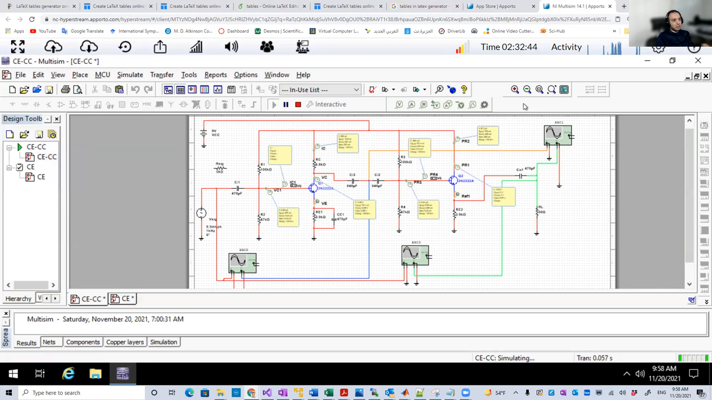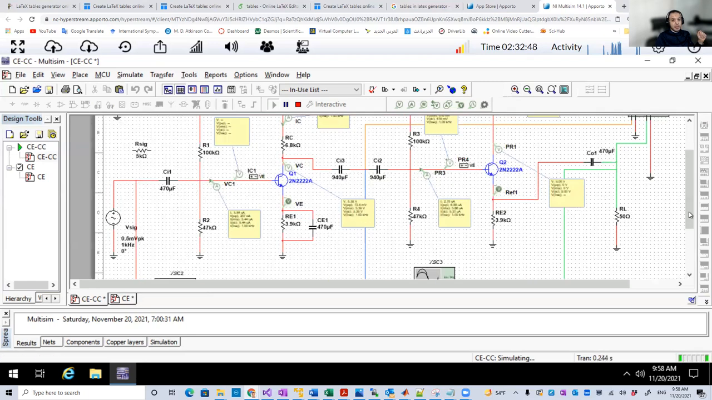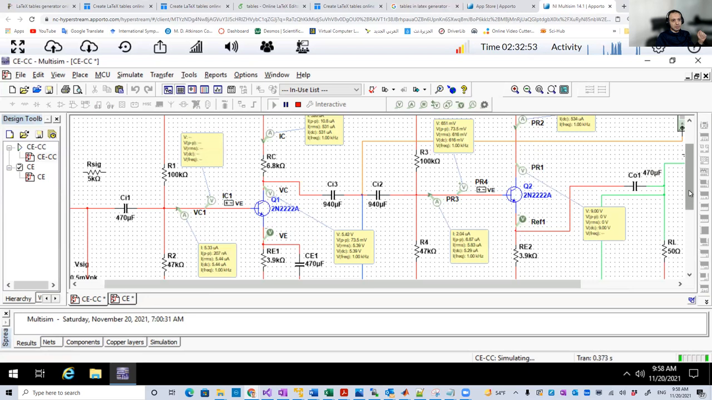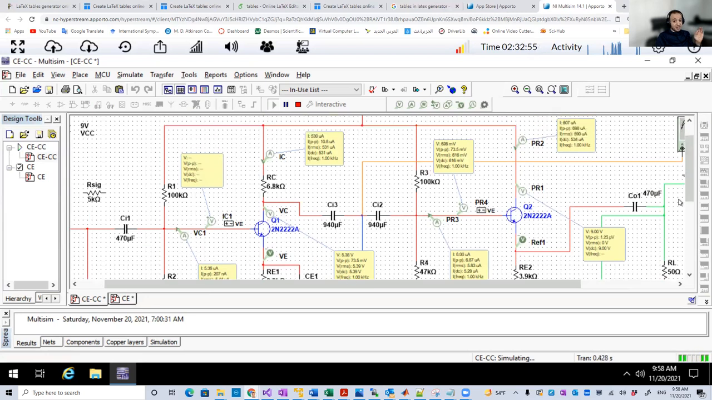It's not clear now because the font is very small, so we're going to zoom. First, let's check the DC values. As we said, the DC should be the same because in the DC analysis we remove the capacitors. The capacitors are open. If you consider them as open, you're going to have separate, isolated stages. So the DC analysis is just the same. And this is what we verified in the last lecture.